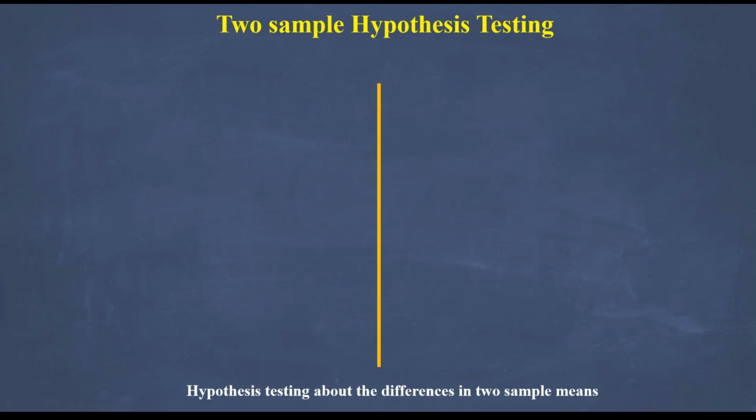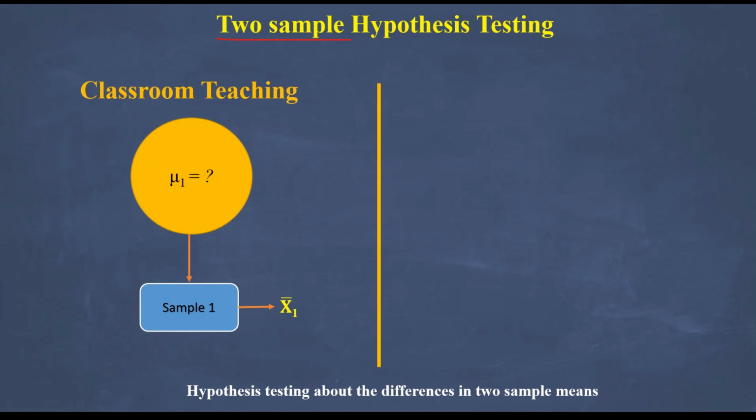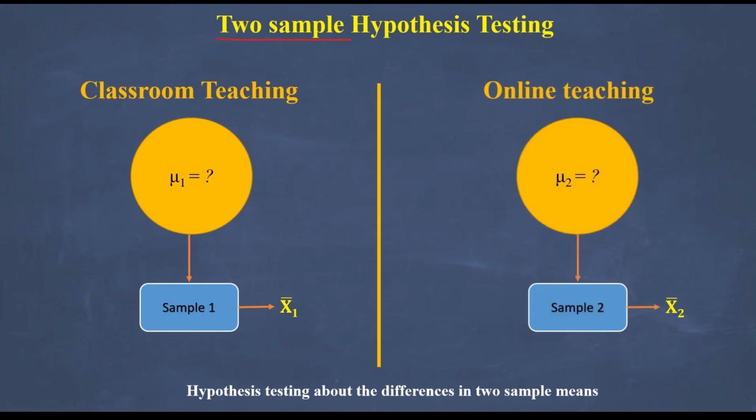So let us understand the meaning of two sample hypothesis testing. Suppose there are two different teaching methods. Before this pandemic, we used to teach in the classroom situation. So the first is classroom teaching and the other method of teaching is online teaching. So what we have done? We have taken a sample from population 1, that is mu1, and this mu1 is unknown. And we want to test a hypothesis for this mu1 as a population parameter.